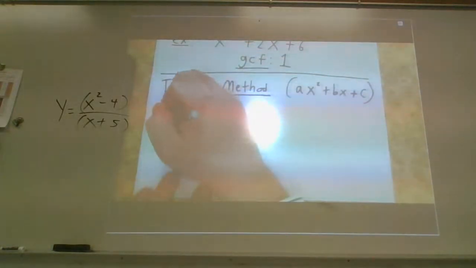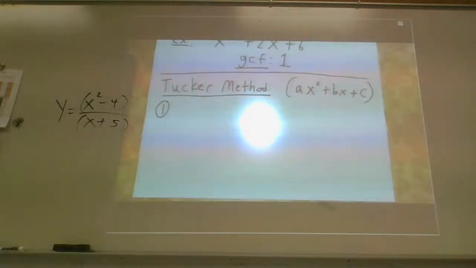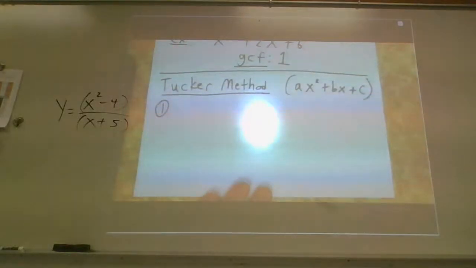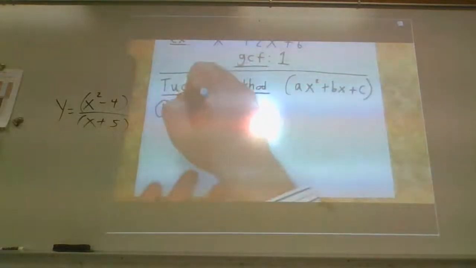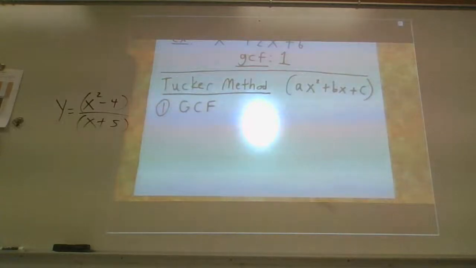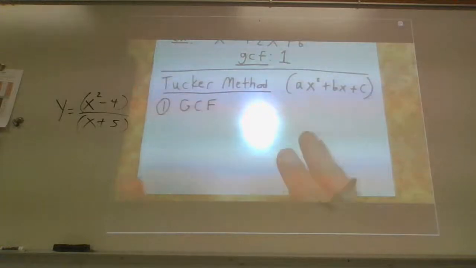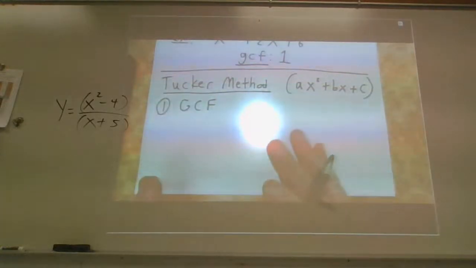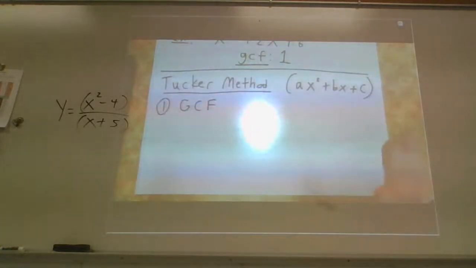There were 5 steps to the Tucker method. Step 1, well, we've already talked about it. Step 1 was GCF. Always double check to make sure that you are taking out the greatest common factor. Now, for the rest of the Tucker method, this is where it got a little like, oh, this is new stuff. Kind of. It's kind of new.